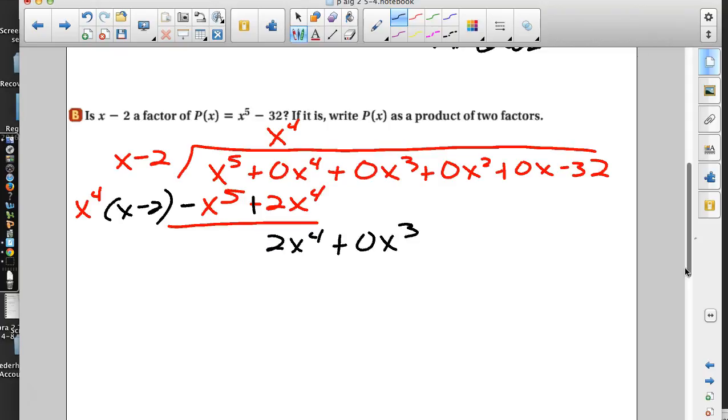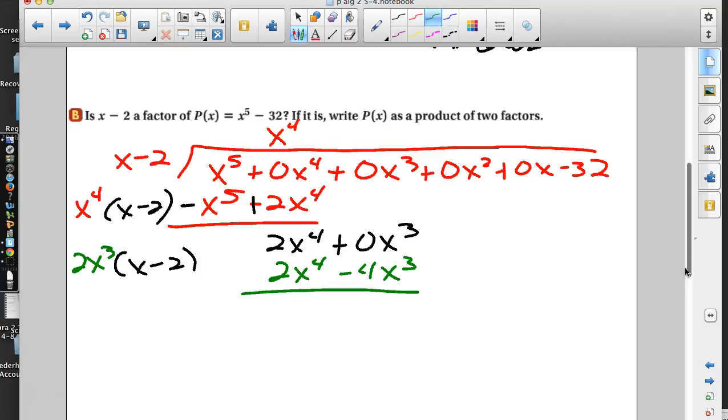Bring down that next 0, and there's a lot of them. Back to x minus 2 in front. What are we going to do to it? Got it. We need it to be 2x to the 4th. So 2x to the 4th. And then minus 4x to the 3rd. Our little 2x to the 3rd did its job. So let's put it up there. And then let's change the signs. And add.